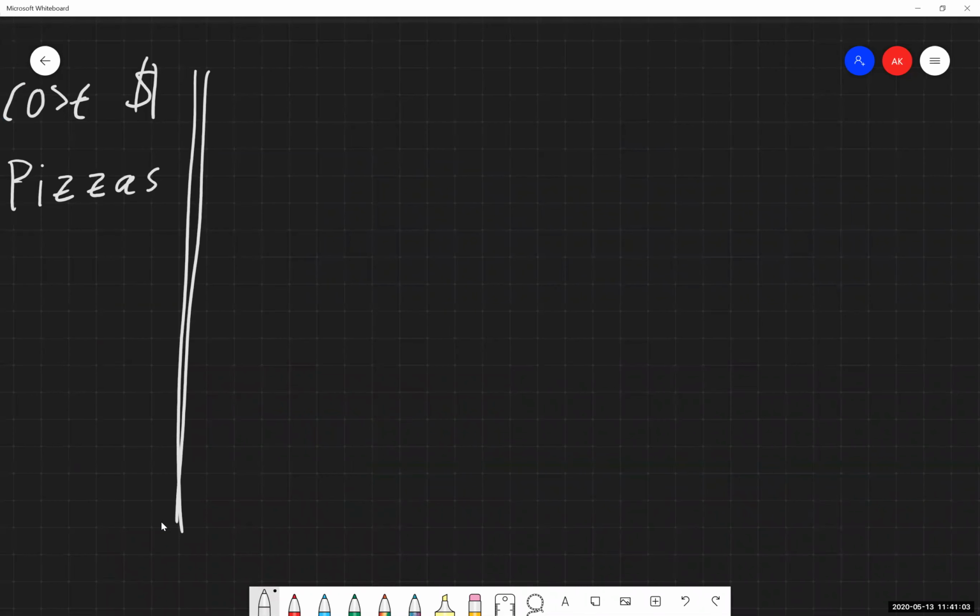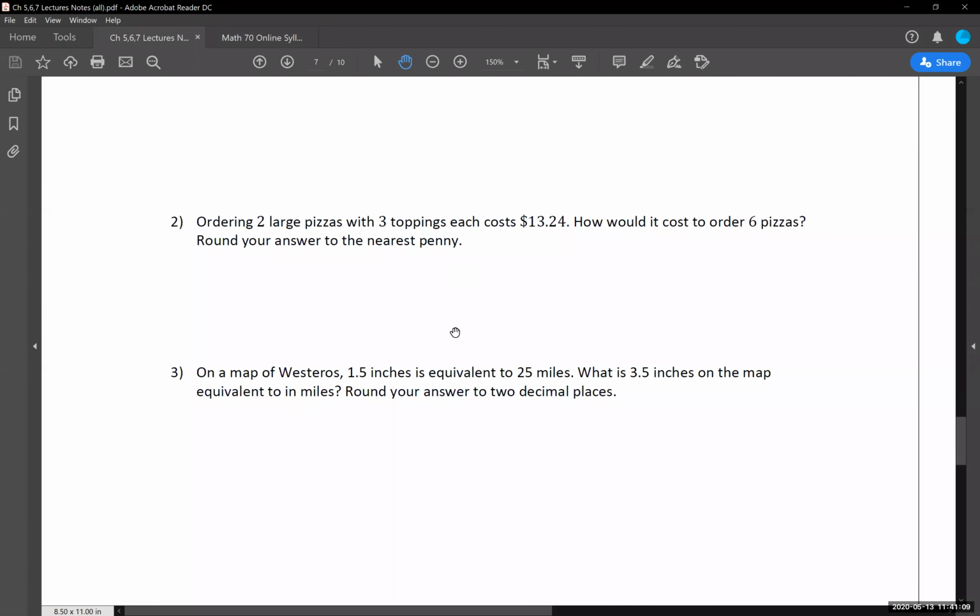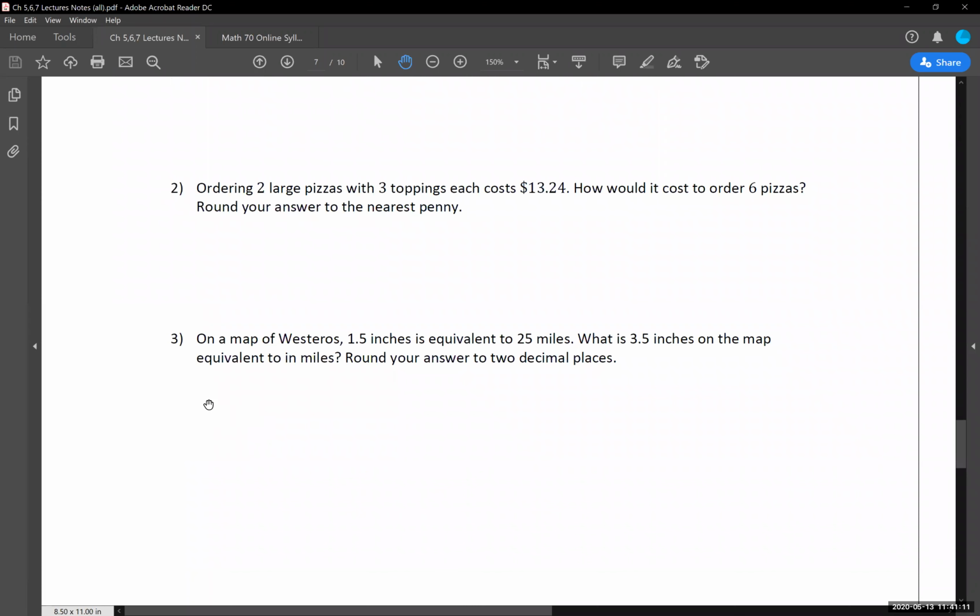So our last example that we have, I'll jump us back to that. On a map of Westeros, 1.5 inches is equivalent to 25 miles. What is 3.5 inches on the map equivalent to in miles? Round your answer to 2 decimal places.